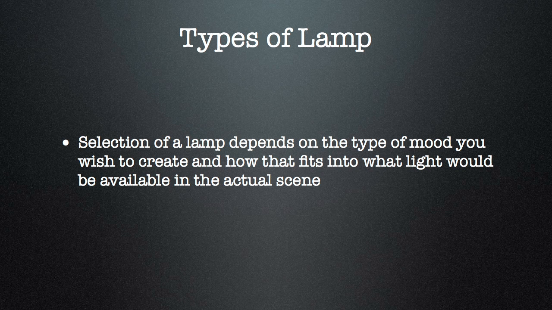So, the selection of a lamp depends on the type of mood you wish to create and how that fits into what light will be available in the actual scene. So again, this is going back to the practical light situation. If you've got a light hanging down in the shot that you can see on camera, then you would, wherever possible, try and just accentuate that to augment that light and extend the characteristics of that light. So you wouldn't, for example, put a harsh spotlight to augment a nice soft incandescent bulb. So again, you need to follow these routines and try and keep things as natural as possible.